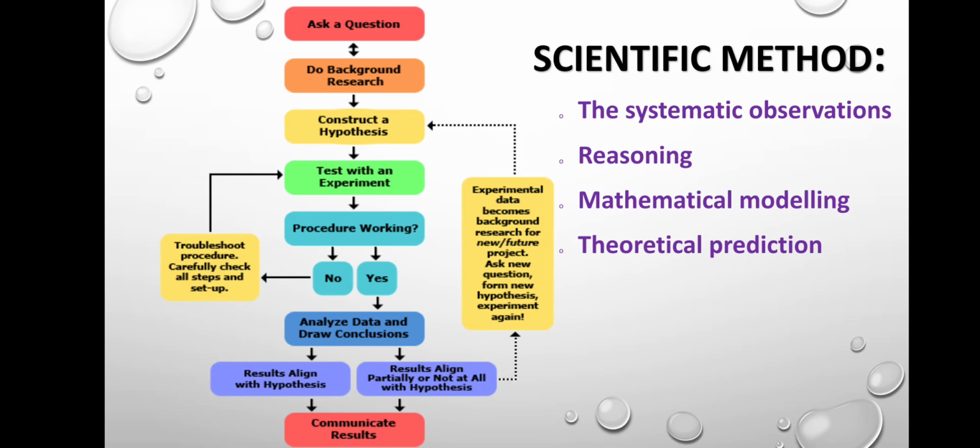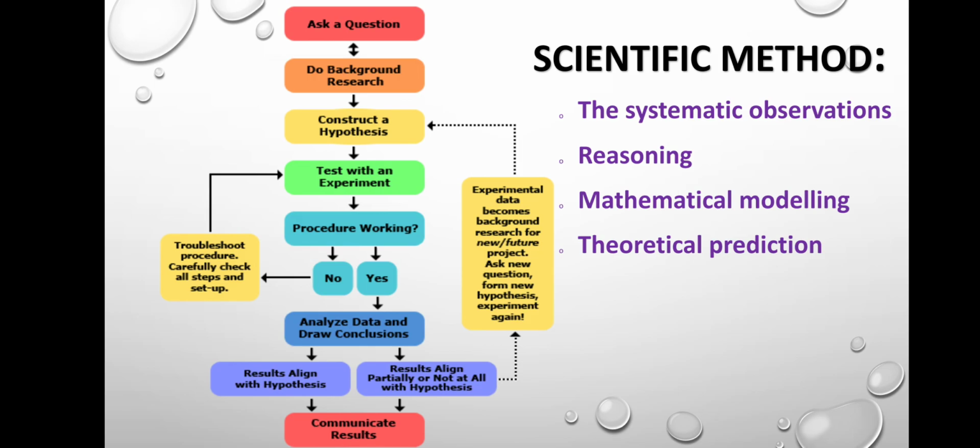Then I analyze and get the conclusion, and once I get the conclusion, then we prove that the hypothesis is true. Once the hypothesis becomes true, then we communicate the result, and that's how a theory is proved. That's where a theoretical prediction comes into the picture. So first thing is what in the scientific method? Systematic observation, where a question is asked and background research is done.